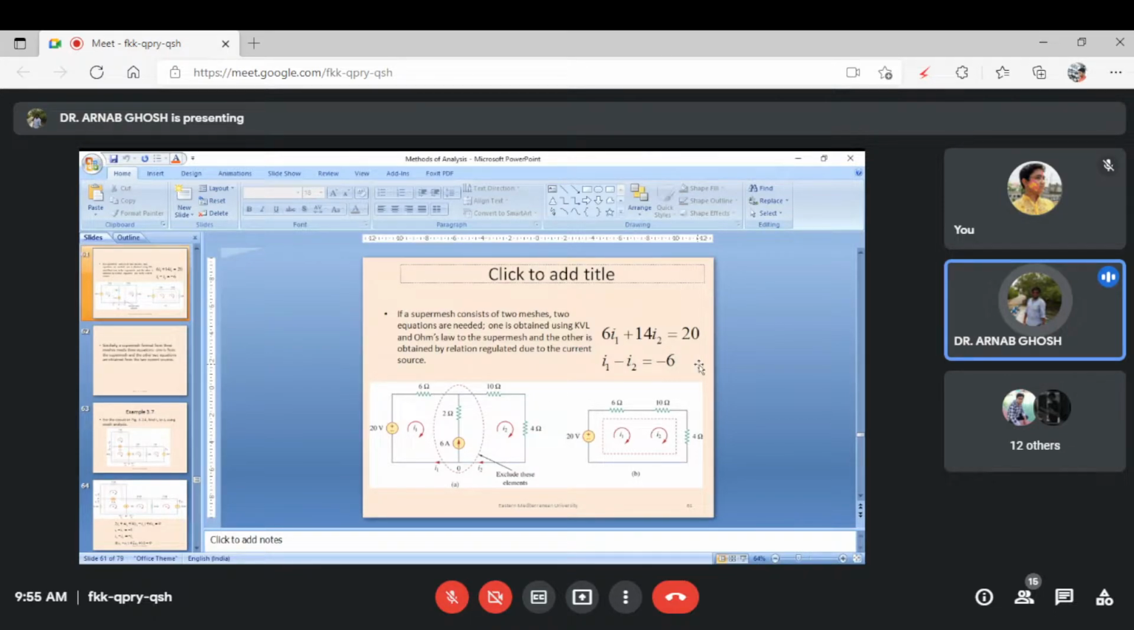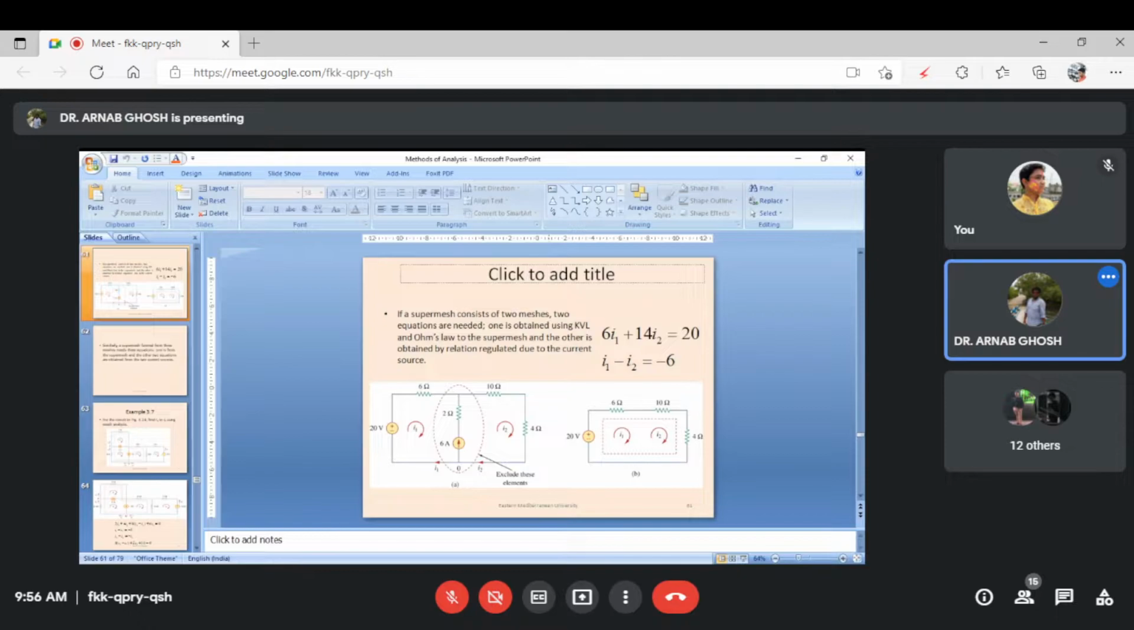But what is the help? You can eliminate this circuit element. You can eliminate the circuit elements in the branches consisting of the current source common to both the meshes. Is this clear? Super mesh?